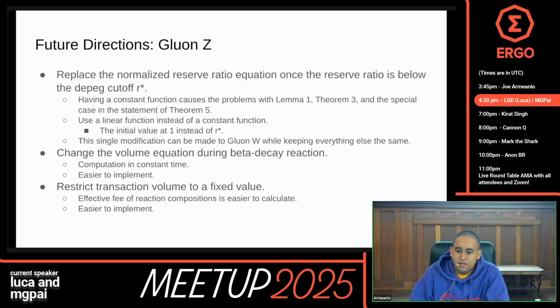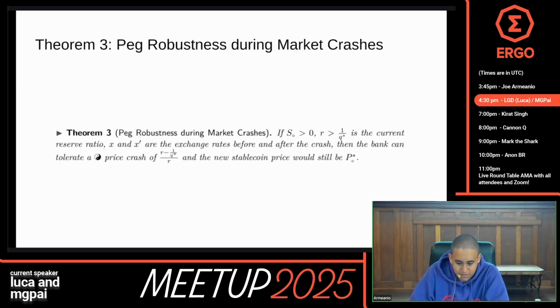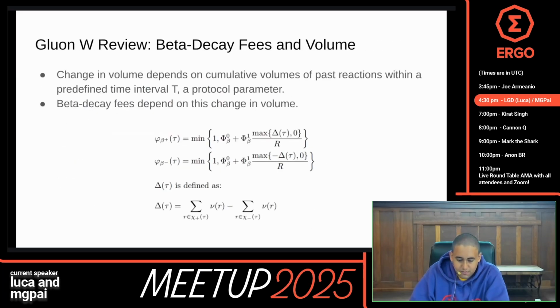Yeah, so T itself is a protocol parameter. You define that ahead of time before launching the stablecoin. In the case of Gluon Gold, it's 14 days. If I go back to the volume calculation: let's say you do a beta decay reaction now. You want to calculate the cumulative volume of reactions in the interval between now and now minus T.